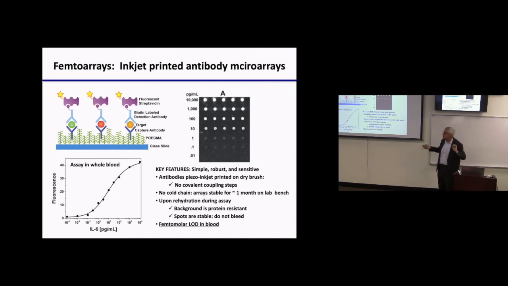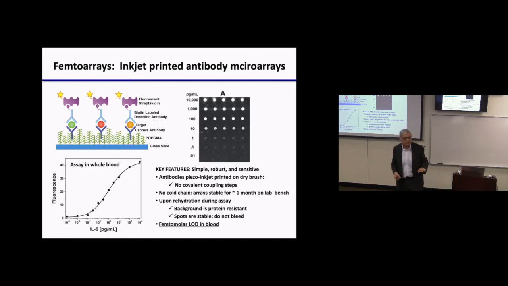He figured out that you could take this polymer brush, dry it down macroscopically, put it in a desiccator, and then inkjet print using a non-contact printer, just piezoelectric inkjet printing. After printing the spots of the capture antibody directly on the brush, no chemistry, he would put it back in the desiccator. These are all really counterintuitive things to do.